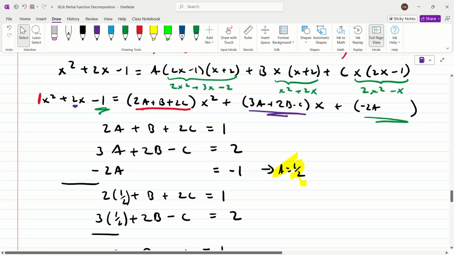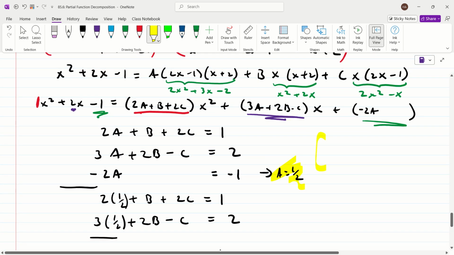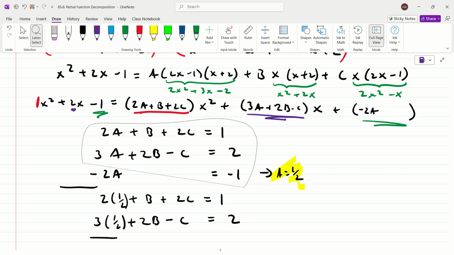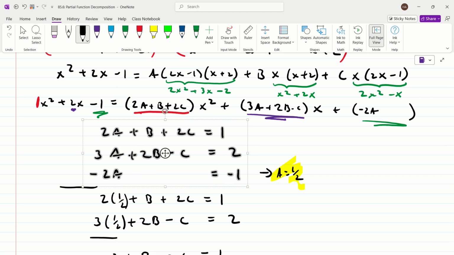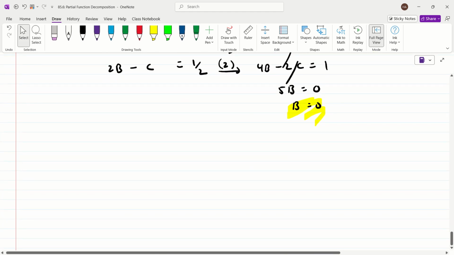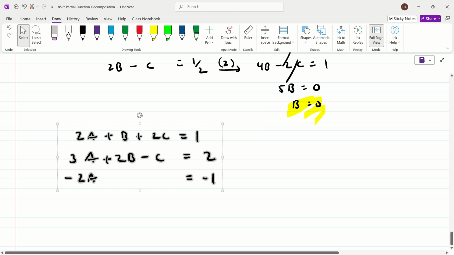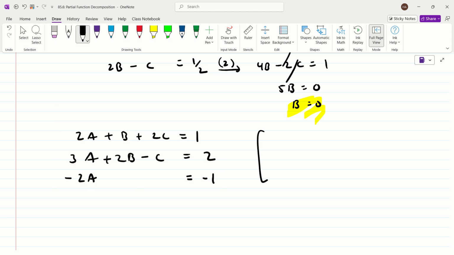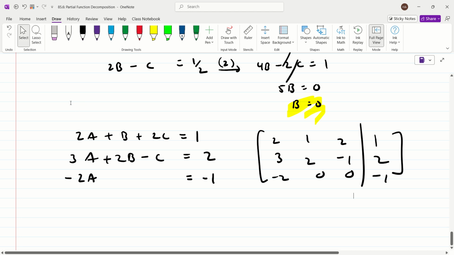And again, we can take this system of equations and convert this information into a matrix. Let me copy this down. So we can take this information: 2, 1, 2, 1, 3, 2, -1, 2, -2, 0, 0, -1. Again, this matrix represents that same system of equations, just carrying all the information more efficiently.